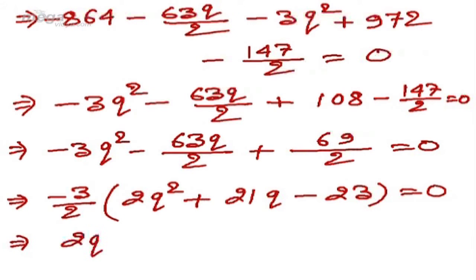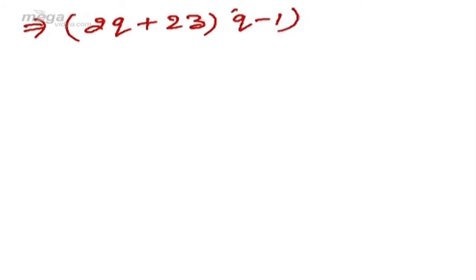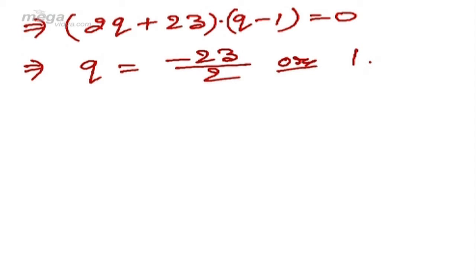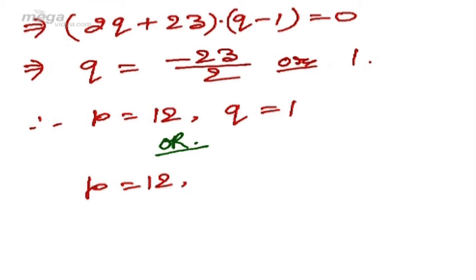Hence, the equation becomes 2q square plus 21q minus 23 equal to 0. Now we will factorize it and you will get 2q plus 23 into q minus 1 equal to 0. So from here you will get q is equal to minus 23 upon 2 or 1. So the final answer will be p is equal to 12, q is equal to 1, or p is equal to 12 and q is equal to minus 23 by 2.